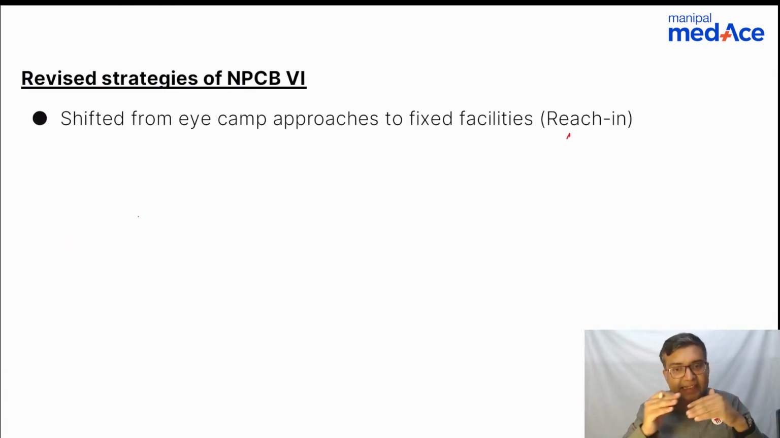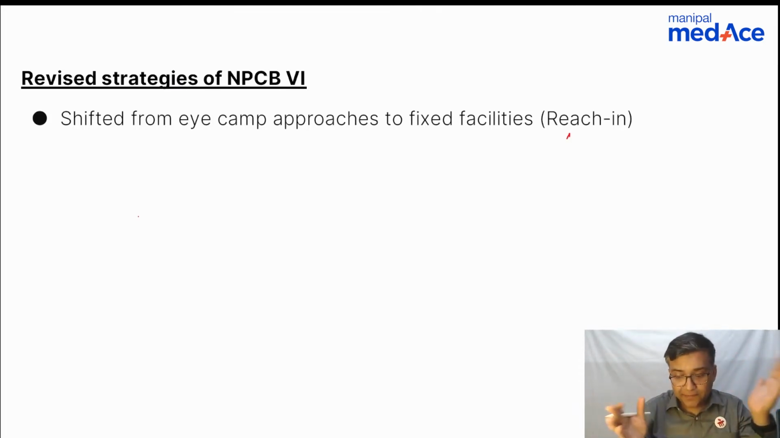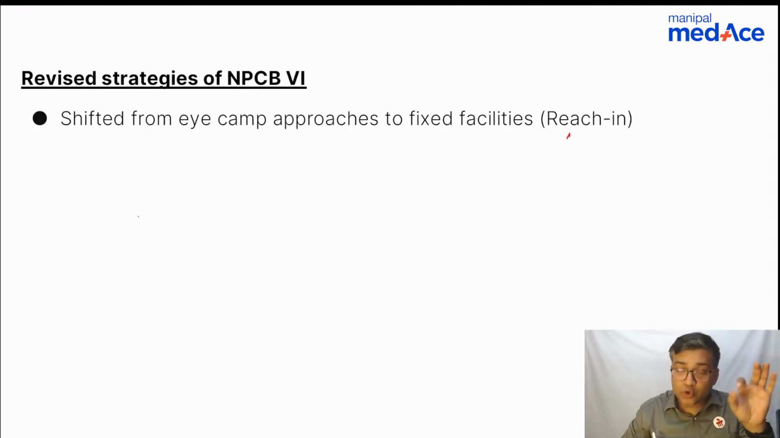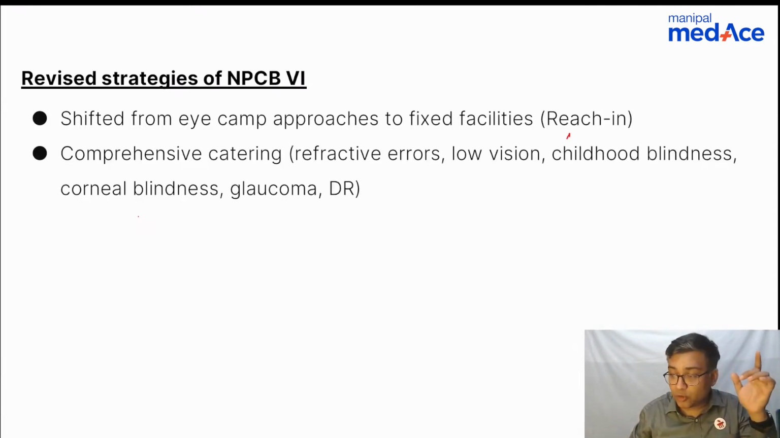Now the second thing is that they are not only having a focus on cataract, they are focusing on comprehensive care. Now they are focusing on refractive errors as well. The patients who are having low vision, that means the vision is less than 6 by 18. The small children having blindness, so the childhood blindness, corneal blindness, glaucoma, diabetic retinopathy. So now all of them are focused. It's not only cataract that is focused.